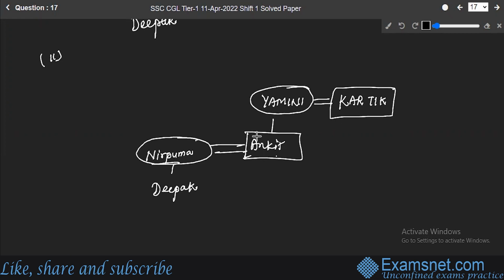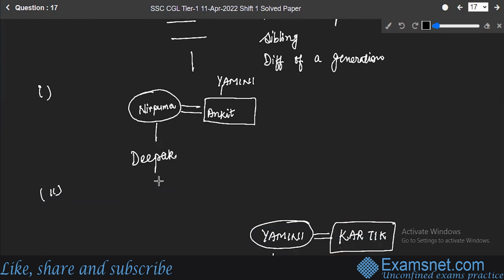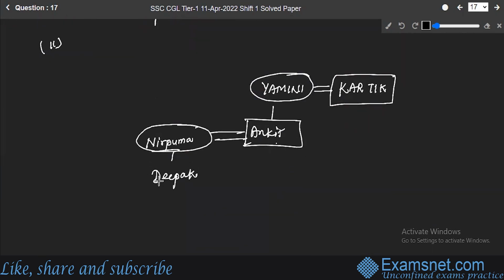Right. The next one. Now we are left with Saloni is the daughter of the only son of Karthik. Right. Who's only son of Karthik? See, if I'm looking from here, Ankit is Karthik's son. And Saloni is the only daughter. Correct. So Saloni is a female. Saloni is daughter of Ankit. Right? Saloni is a daughter of only son of Karthik.